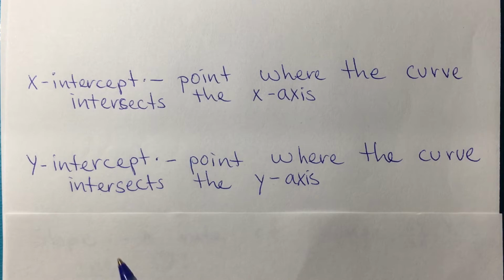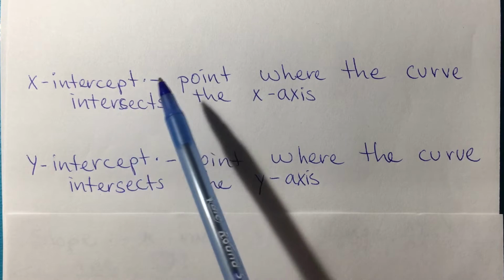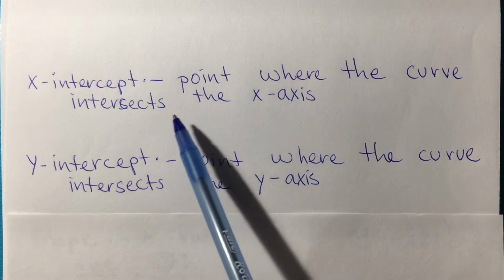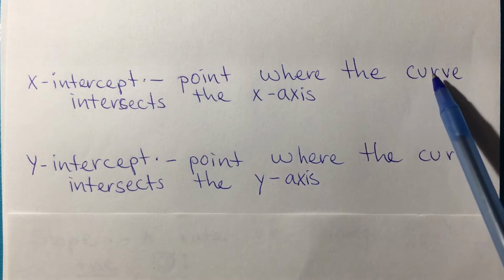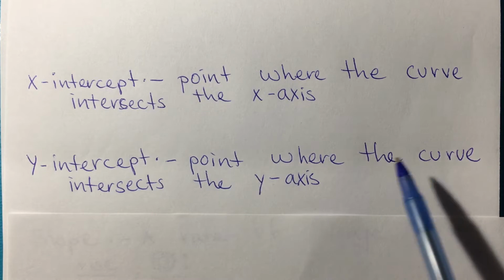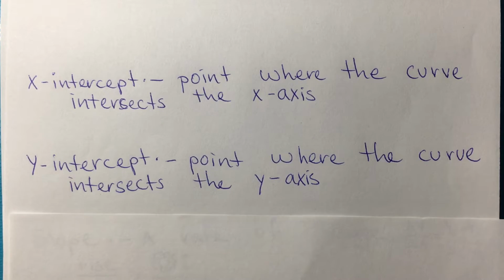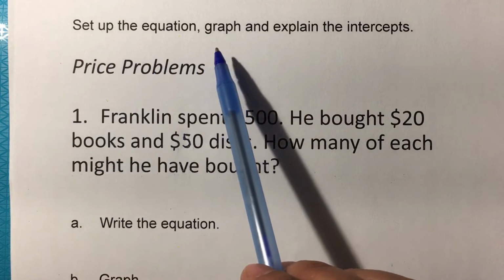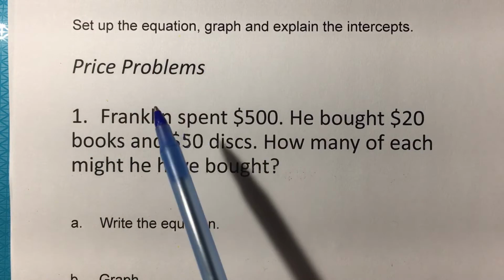And from the previous lessons we learned that the x-intercept is the point where the curve intersects the x-axis, and it can be a curve or a line. The y-intercept is the point where the curve intersects the y-axis. And so in here it says, set up the equation, graph, and explain the intercepts.